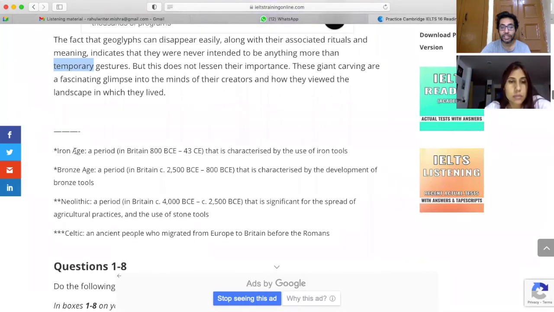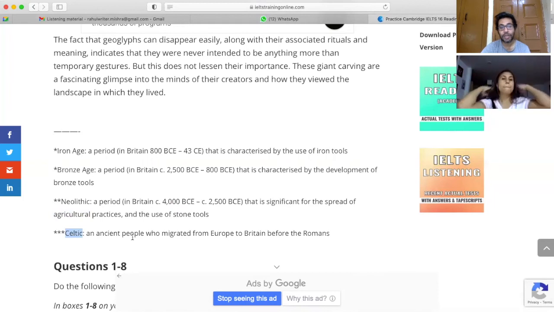So the Iron Age is a period in Britain, 800 BC to 43 CE. During that time, iron equipment was used more. The Bronze Age is a period in Britain, 2500 BC to 800 BC, that is characterized by bronze equipment being used. And then the Neolithic Age, a period in Britain, 4000 BC to 2500 BC. This is important because farming spread at that time, and equipment made from stone was used.